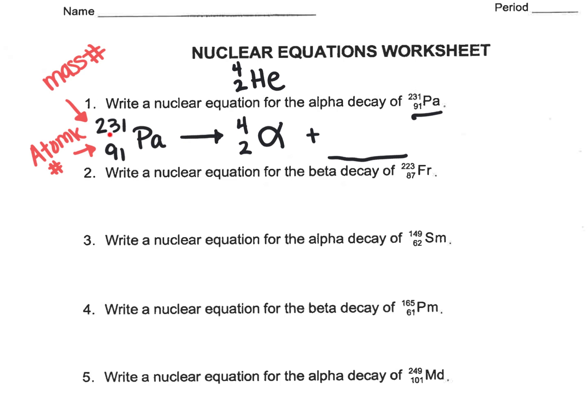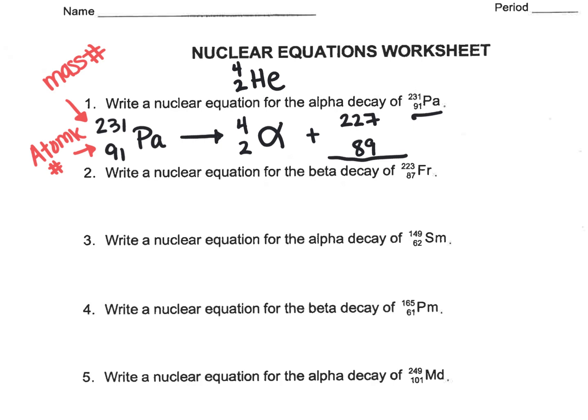If you have a mass of 231 on the left side, what does your mass have to be on the right side? It has to be 231. We can't just have mass disappear. So the easiest way to do it is just take 231 minus 4. What is that? 227. Then we're going to subtract our bottom numbers. What's 91 minus 2? 89.